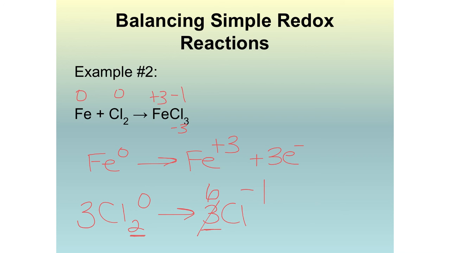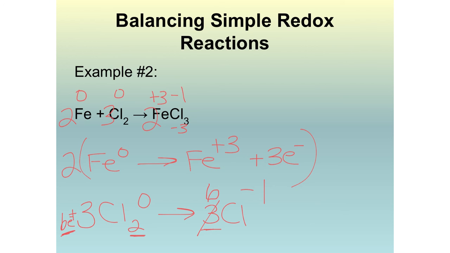In order to figure out my charge, total charge would be 0 on the first side, total charge would be minus 6 on the second side, so I'm going to need 6 electrons. Because this side's using 6 electrons, I now need to multiply the iron reaction by 2. Then I put in the coefficients that I used, and then everything should be balanced. I should have 2 irons on each side and 6 chlorines on either side.